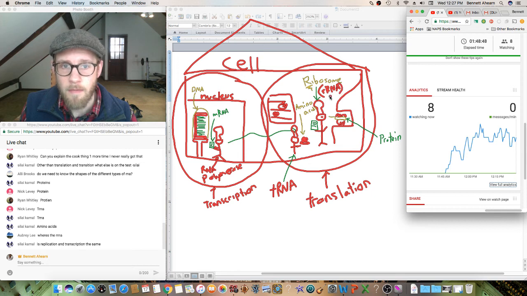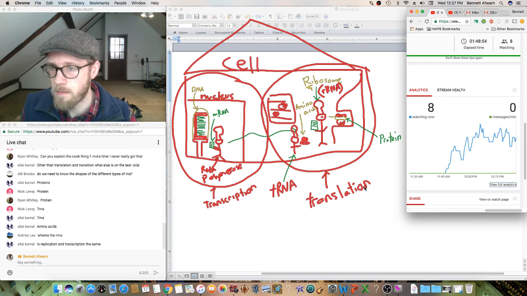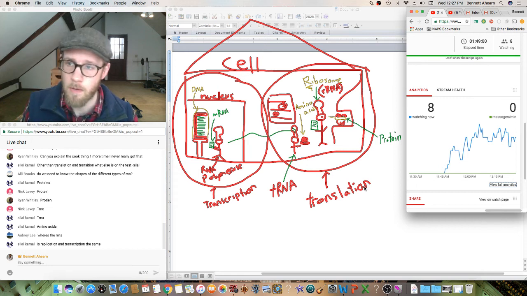And let's think about that for just a moment. This process is called translation. Translation, if you think of where that word is and where it's used in your everyday language, right? Translation is when you are translating one language into another, right?